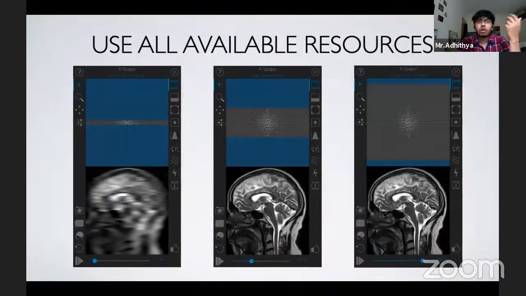So, to give you an idea of the open source software which is useful for image processing, this is one of the open source apps.